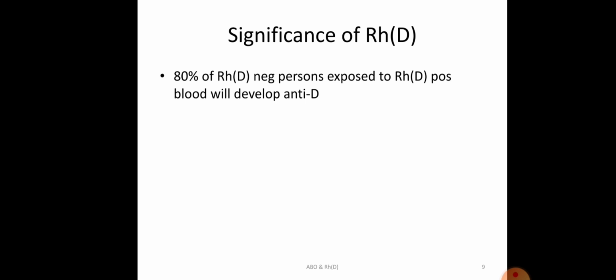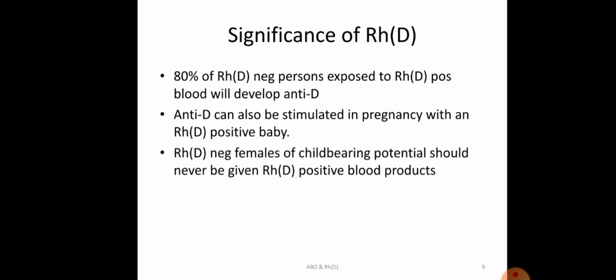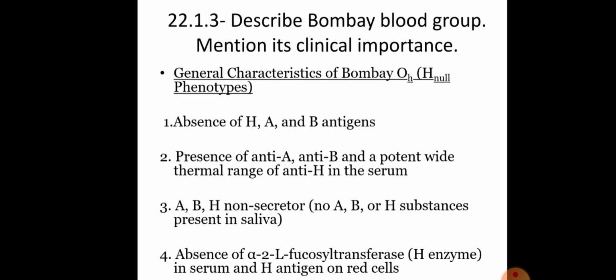Now, normally 80% of Rh negative persons exposed to Rh positive blood will develop the antibody. This can be stimulated in pregnancy with an Rh positive baby. Rh negative females of childbearing potential should never be given Rh positive blood components.